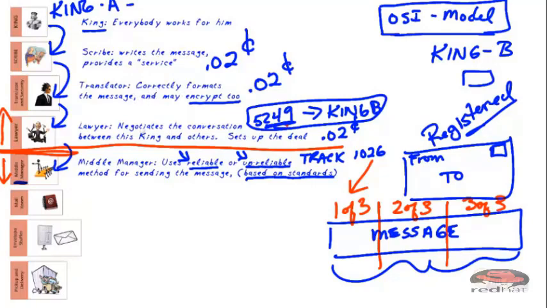The attorney, the lawyer, negotiated the conversation, maybe wrote up the documents for it, gave it a number and so forth to keep track of it. And the middle manager is now going to use reliable or unreliable transportation mechanisms and send this on its way. Now, if you look at this middle manager, he also does not have to get on his horse. Are you with me here?